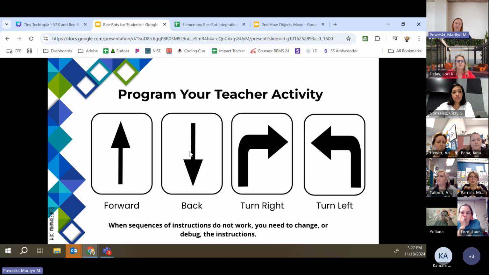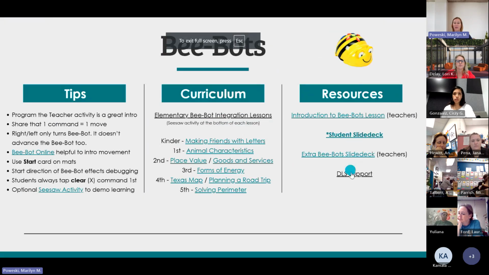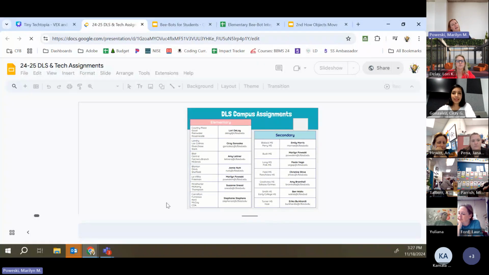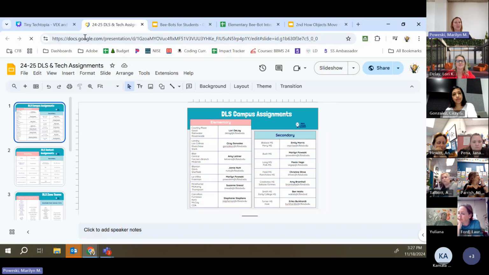The Program Your Teacher activity is very fun. Even the middle schoolers enjoyed watching me walk into a wall when they walked me too far. This one's a good one to get kids thinking about what types of directions you would need to give a robot to get it to do what you want it to do. And then I linked the list of different DLSs at different campuses. So if you're not sure who your DLS is, there's a list of those here as well.